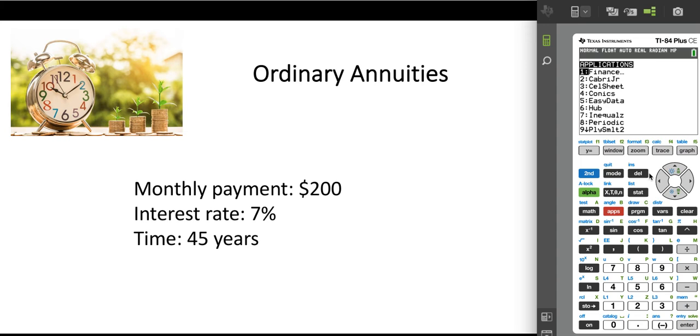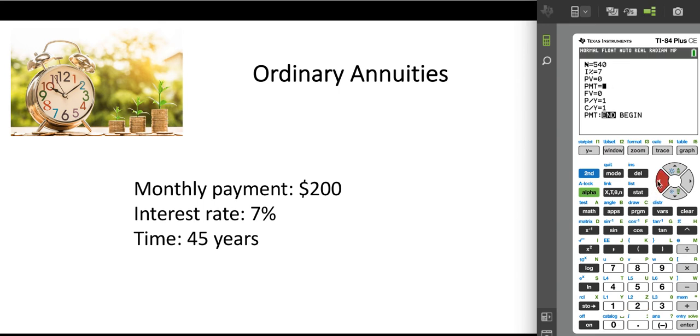I'm going to press the apps button, enter for finance, enter for TVM solver, and that brings up this menu. Now we're going to put the figures in here. We're making monthly payments for 45 years, so 12 times a year for 45 years. The interest rate is 7%. Present value is 0. You have no money saved to begin with. And then you start making a $200 payment.